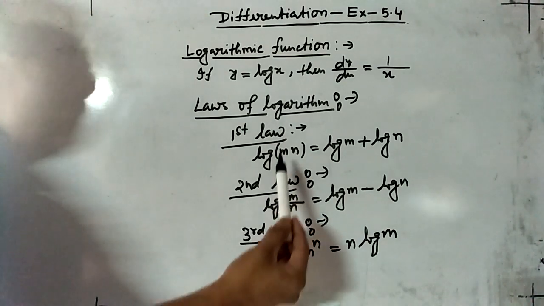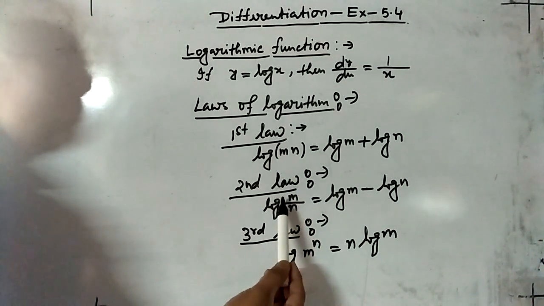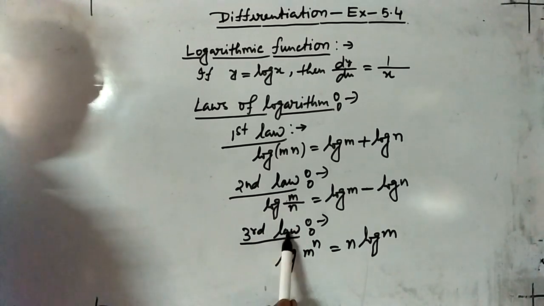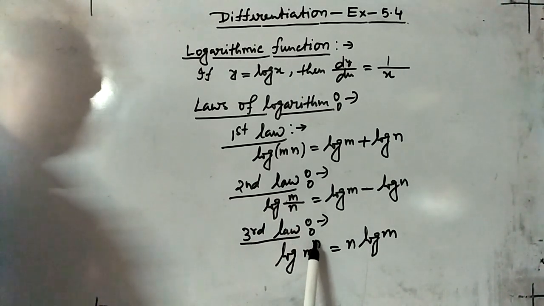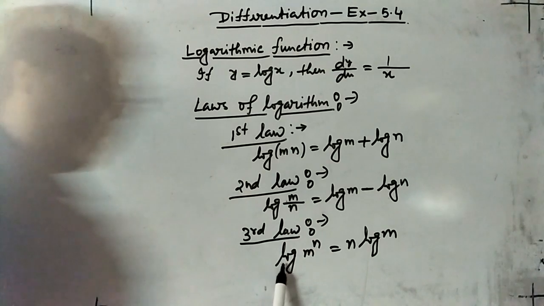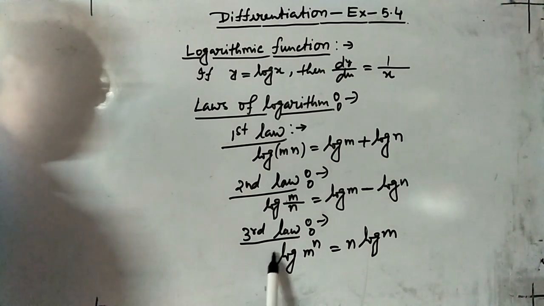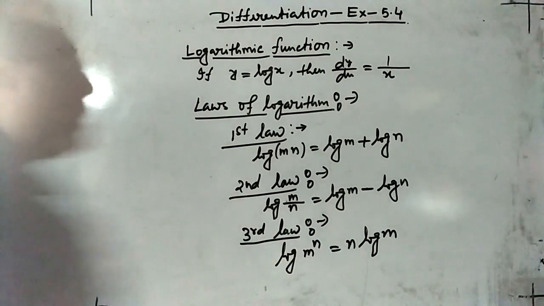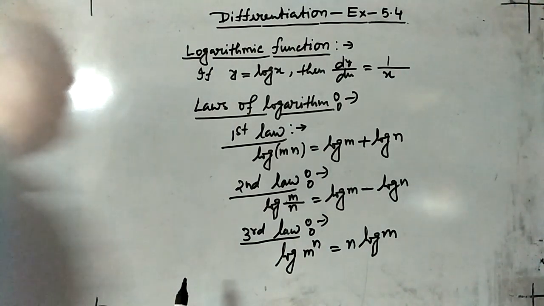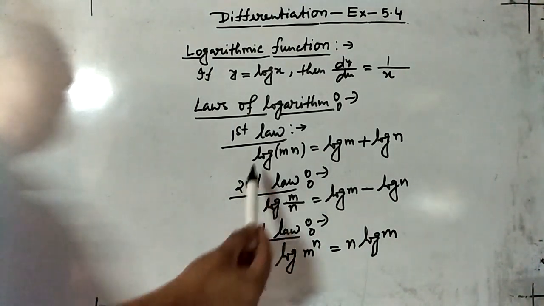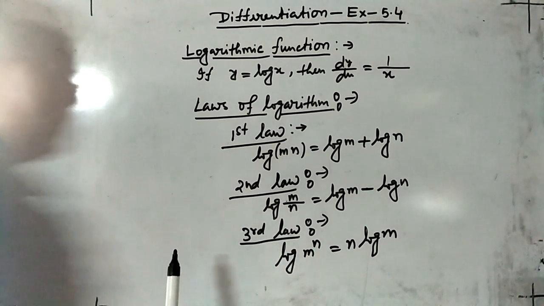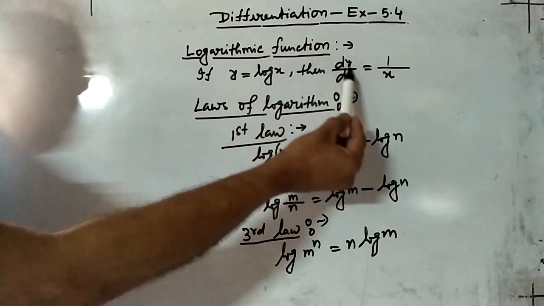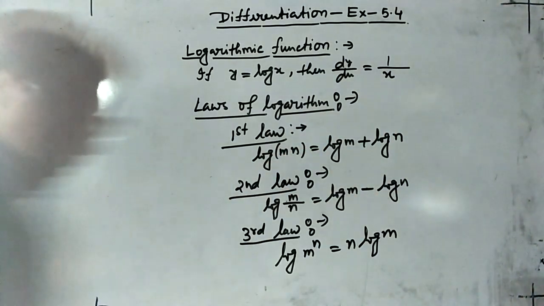If it is required, then we can use log to find a derivative of any function. Third law of logarithm, if log m to the power n, then that power will come in front, so it is n log m. These three laws of logarithm you have to keep in your mind. If it is required, then we'll use, otherwise no need to use. So logarithmic function y equals log x, then dy by dx equals 1 upon x.